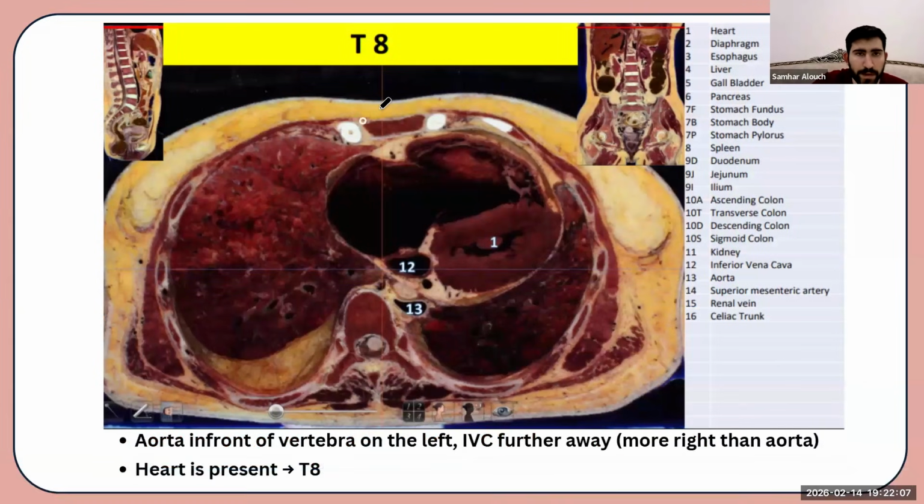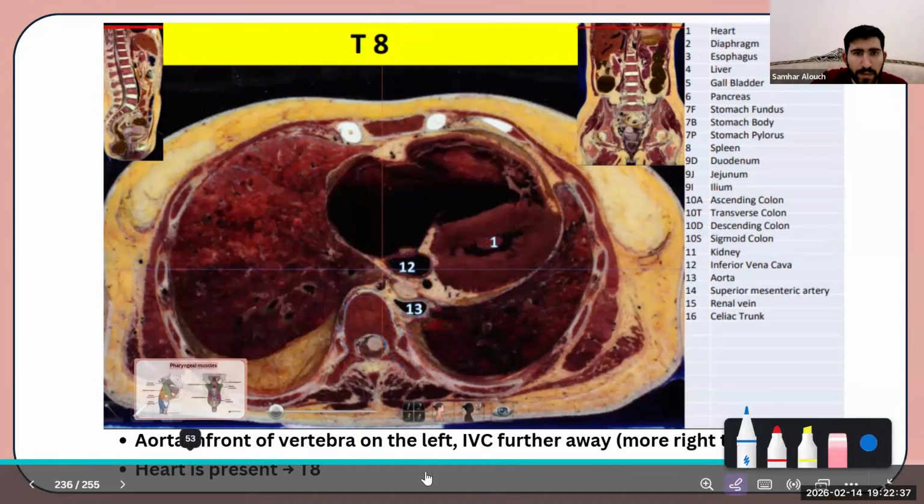So let's start with our first section, which is T8. How to identify this T8? First, let's start with the vertebral body. This is the vertebral body. Next to it, we have a luminal shaped tube, which is the aorta. Further away from it, we have inferior vena cava. We see a very muscular structure with a lumen, so that's the heart. Okay, because even the heart is muscular. Diaphragm is also muscular, but it has no lumen. So this is the heart, then it's definitely T8.